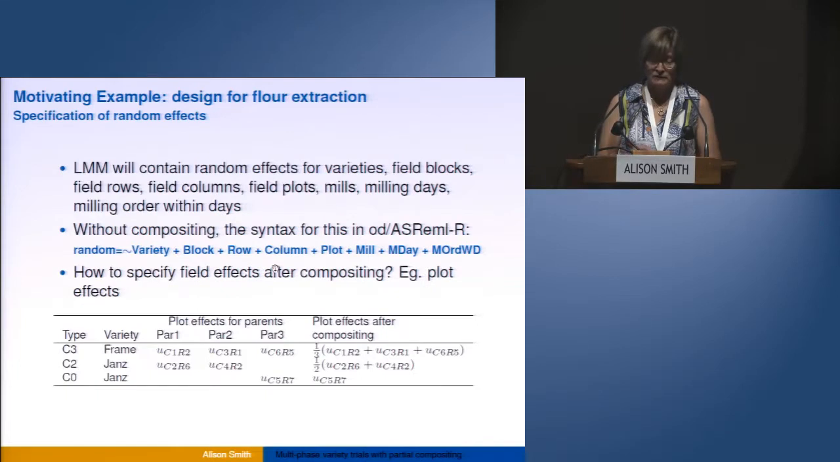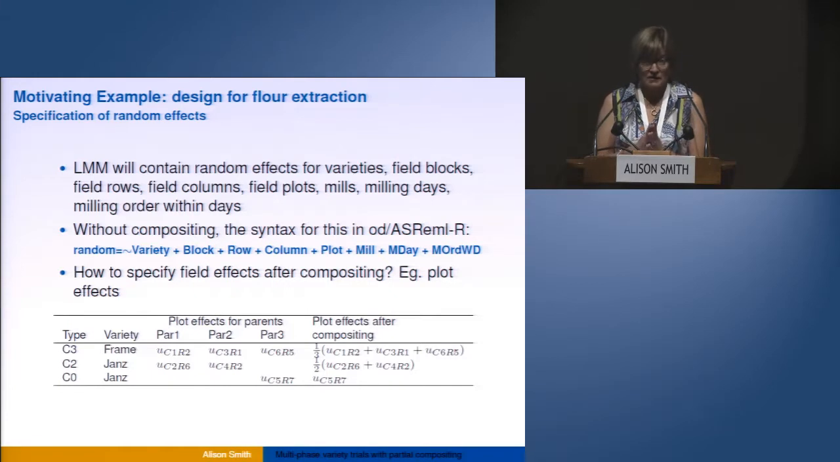So for our particular one, if we're looking at flour extraction, the mixed model will have random effects for varieties, for blocks in the field, for potentially rows, columns, and the field plots themselves, which is important to maintain the strata going through to the next phase. In the milling phase, we've got the mills themselves, which are likely to be a big source of variation, the day on which the sample's milled, and the order within the day. If we weren't doing the compositing side of things, then in OD or ASReml-R the syntax for the random effects would be very simple. We just list the factors that are associated.